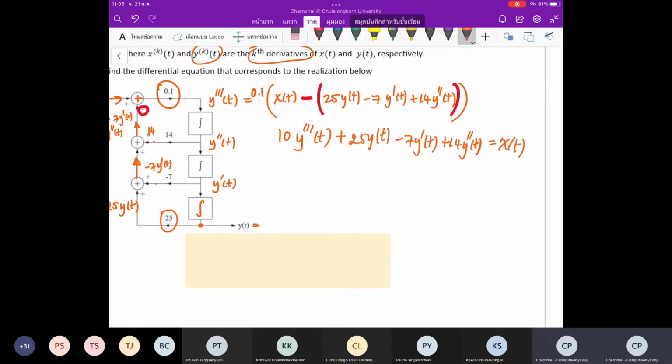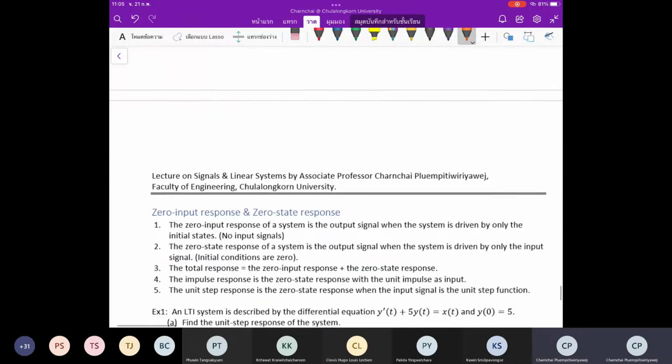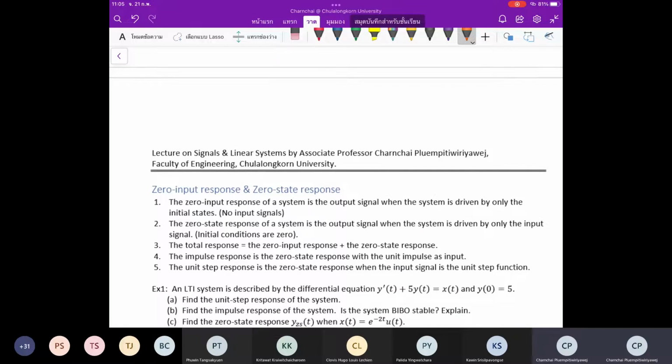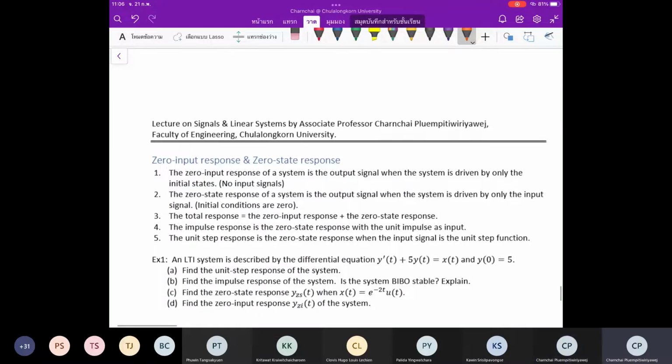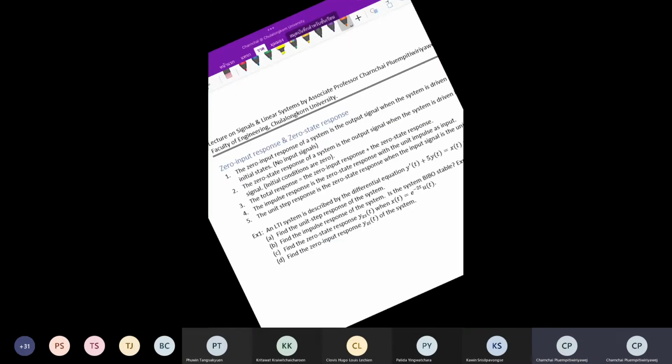All right, now suppose we have this. Now we want to solve for zero input and zero state responses. Let's talk about zero state and zero input responses. Last time we learned about impulse response, and the output of the impulse response is called the zero state response.